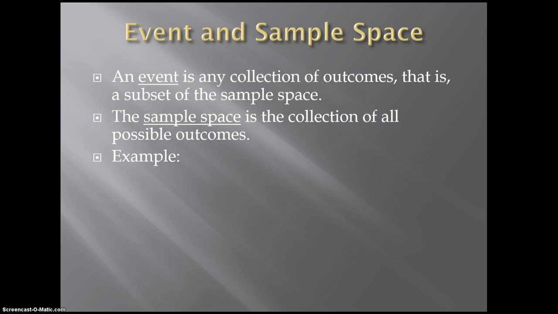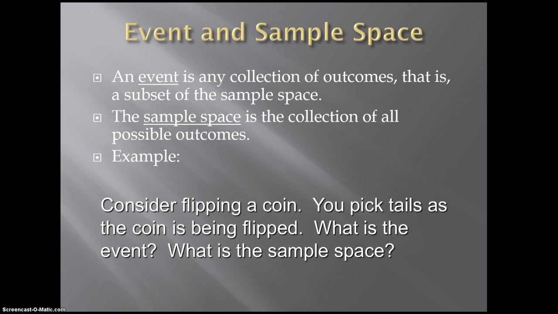So, for example, consider flipping a coin. You pick tails as the coin is being flipped. What is the event? What is the sample space? Okay, the event is you picking tails. The sample space is tails or heads, because those are all the possible outcomes.